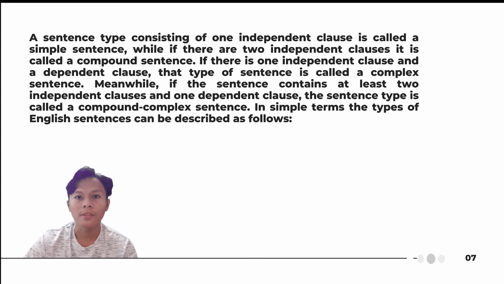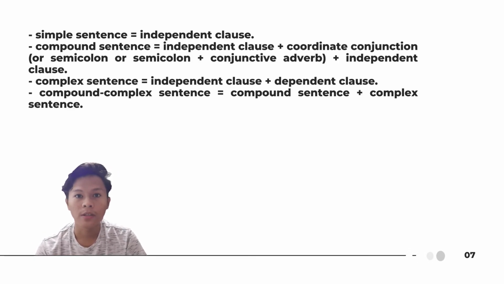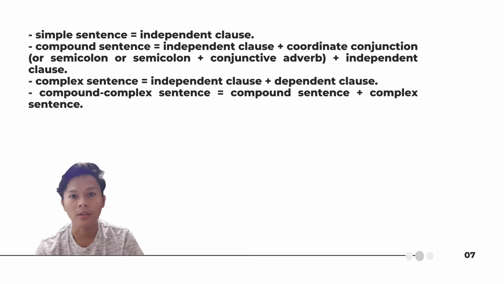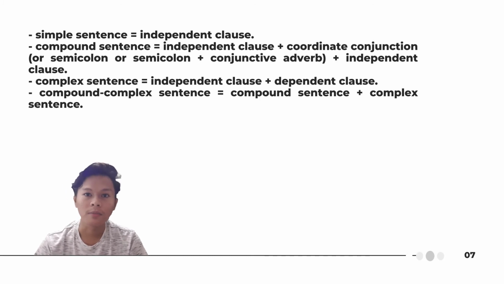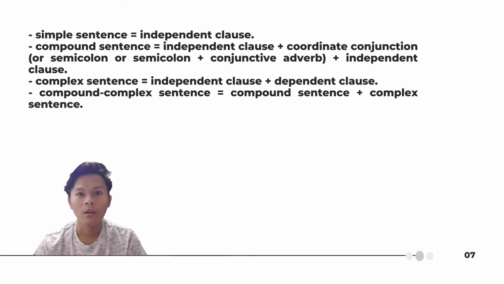In simple terms, the types of English sentences can be described as follows: simple sentence, with one independent clause; compound sentence, independent clause plus coordinating conjunction, or semicolon plus conjunctive adverb, plus independent clause; complex sentence, independent clause plus dependent clause; compound-complex sentence, compound sentence plus complex sentence.